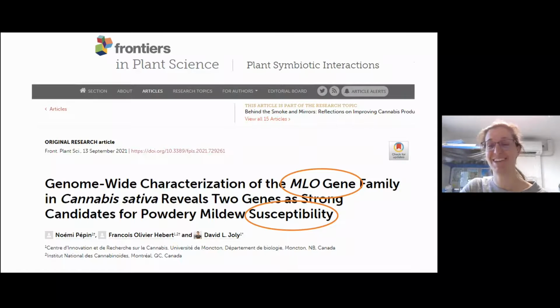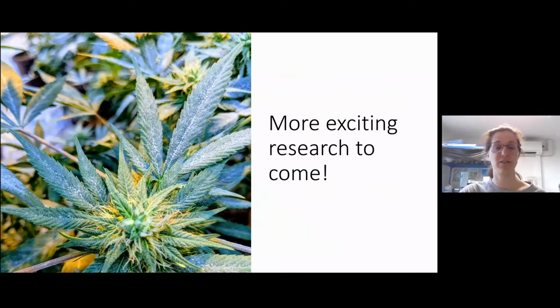Non-susceptibility genes, or the absence of these susceptibility genes, can also help breeding for powdery mildew resistance. So in the end, there's just a lot of exciting research. I know that was a lot in a short amount of time and a lot of preliminary stuff, but ultimately we're making headway in figuring out how to bring bigger and better plants to the industry.